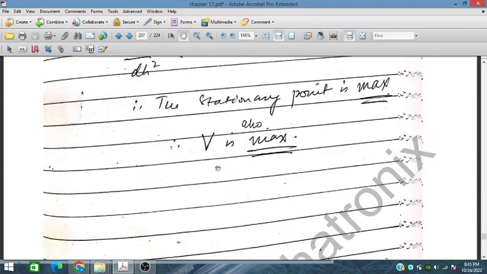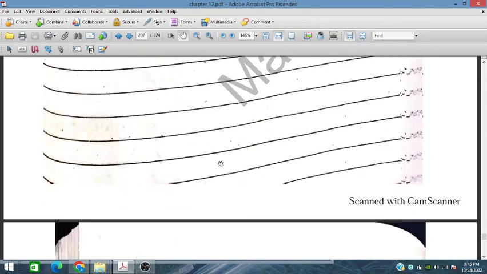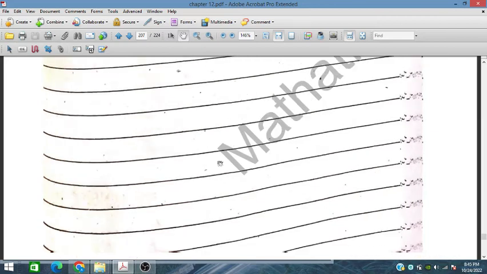So after that it goes out of the sphere. This is question number 11. Now solve challenging problem 13.